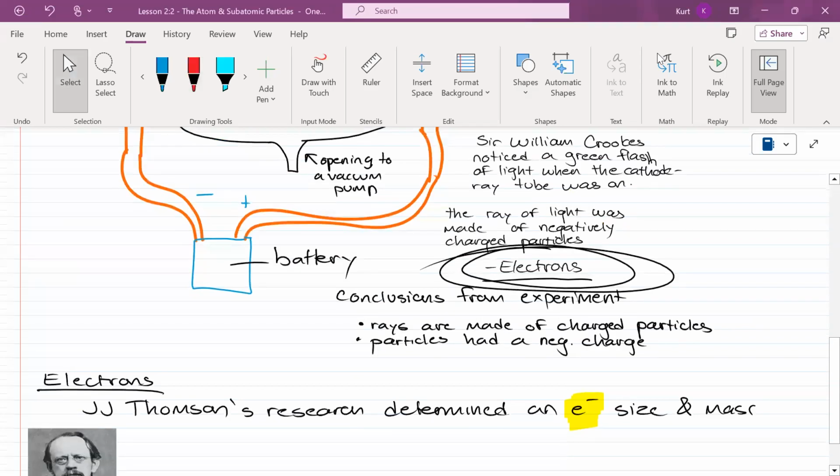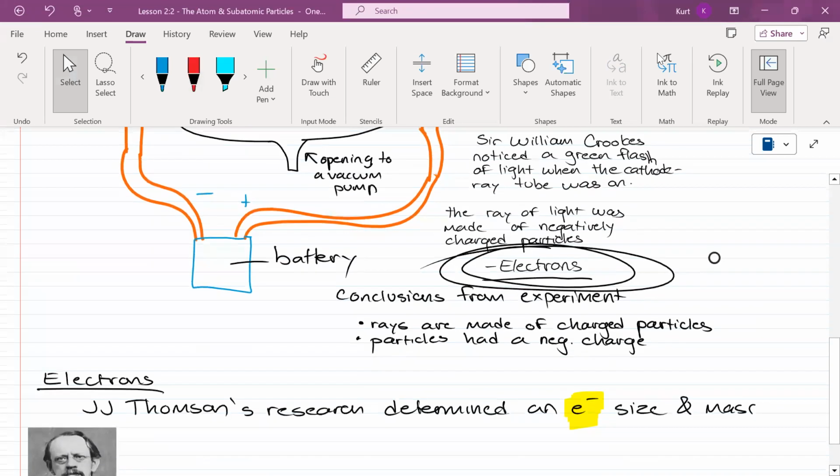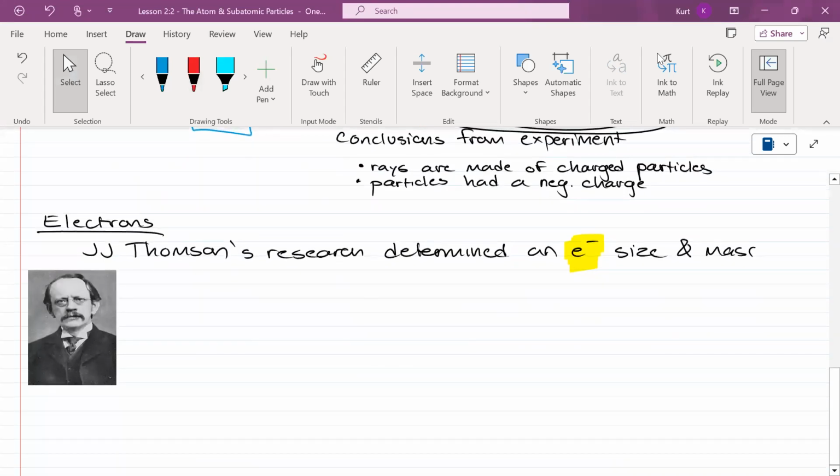Okay, we're picking up where we left off last time with the cathode ray tube. It led to the discovery of electrons. And after the discovery of electrons, the scientist by the name of J.J. Thomson was pursuing more information about electrons, specifically their size and their mass. And that's where we're going to pick up.